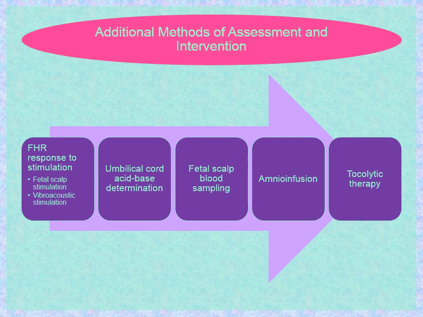Tocolytic therapy may also be necessary. If other methods of managing fetal stress are not successful, tocolytics may be administered to relax the uterus. Tocolytics may be administered when a woman is having excessive uterine contractions or when a cesarean birth has been decided upon while giving time to prep for surgery. The most common tocolytic used is terbutaline, or Brethine.